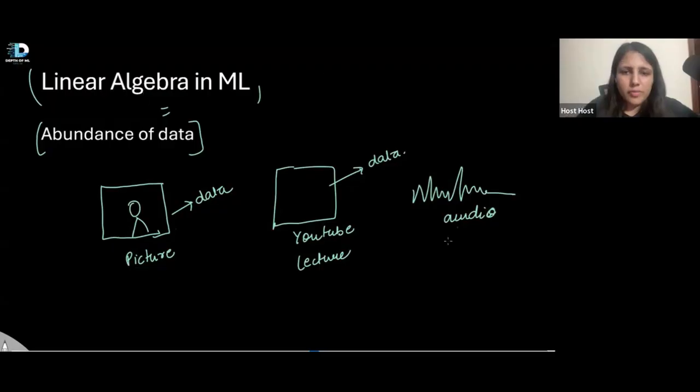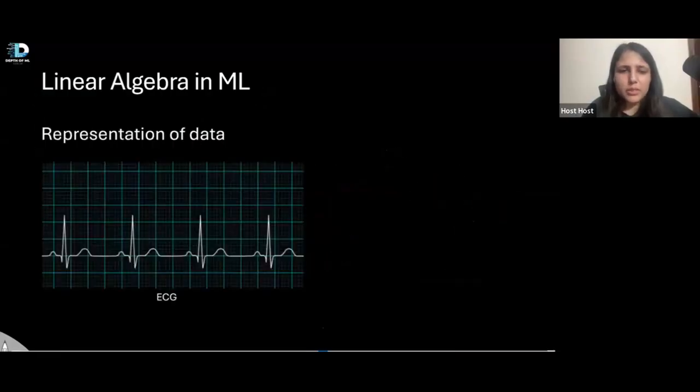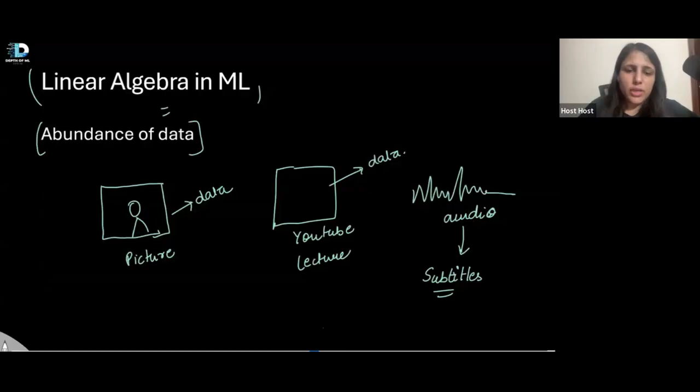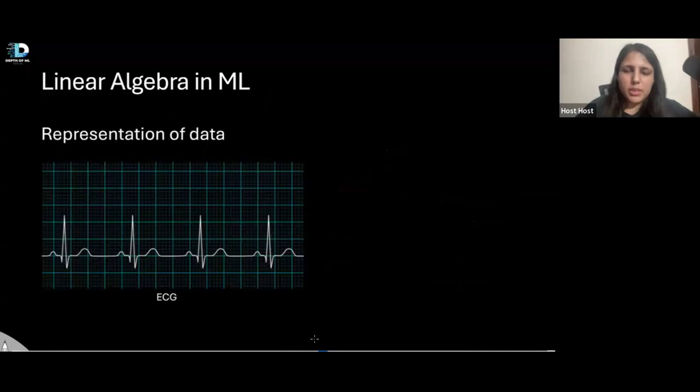So we have a lot of data, and I want to use this data to do something. And that something is basically machine learning. I want to use this data, for example, to teach my machine how to generate subtitles for the things that I have spoken, and I want to automate that task. So how will I start? I will start with representation of the data. Let's see some examples of how we can represent data.